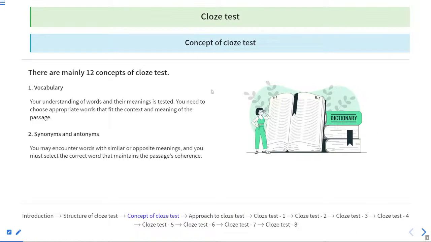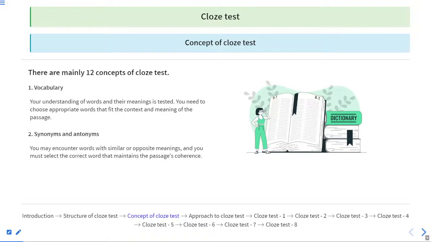So there are 12 main concepts of cloze test. Number 1 is vocabulary, where our understanding of words and their meaning is tested. We need to choose the appropriate words that fit the context and the meaning of the passage. So if the passage is given to us, then there are many words which are given as a choice to us. We will have to choose which particular word best suits the meaning, and that is done through vocabulary. Our understanding of vocabulary is tested through cloze test.